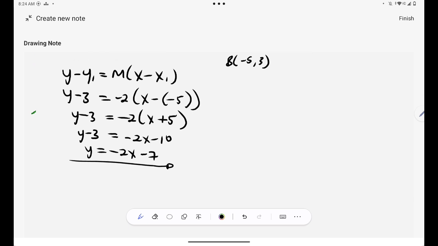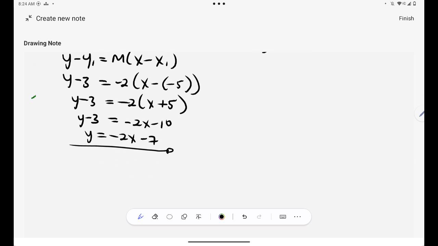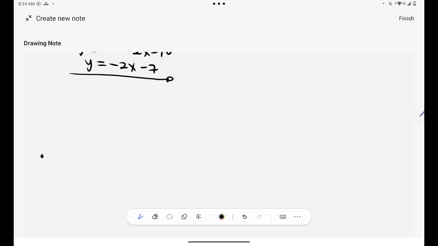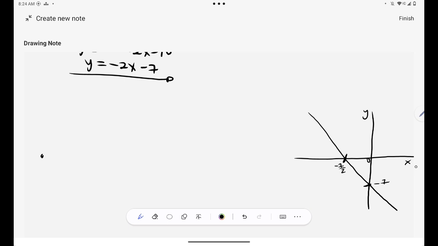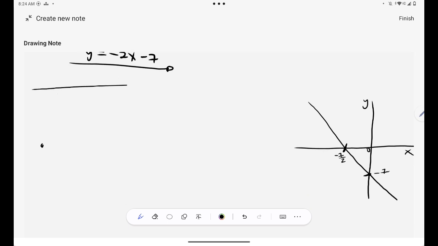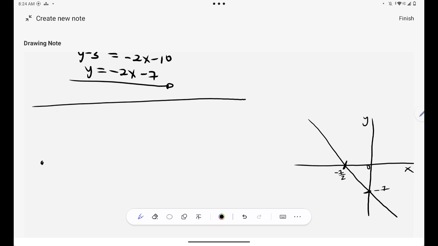So I know that I will have a graph which will look like this. It passes here at negative 7 and here at negative 7 over 2. But let's prove that. There are steps of drawing the graph. I do know that this is my equation.